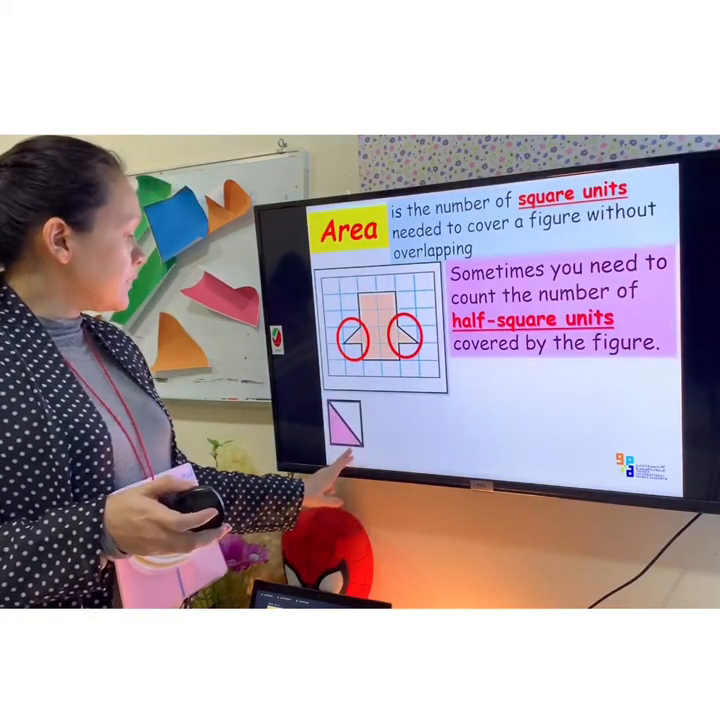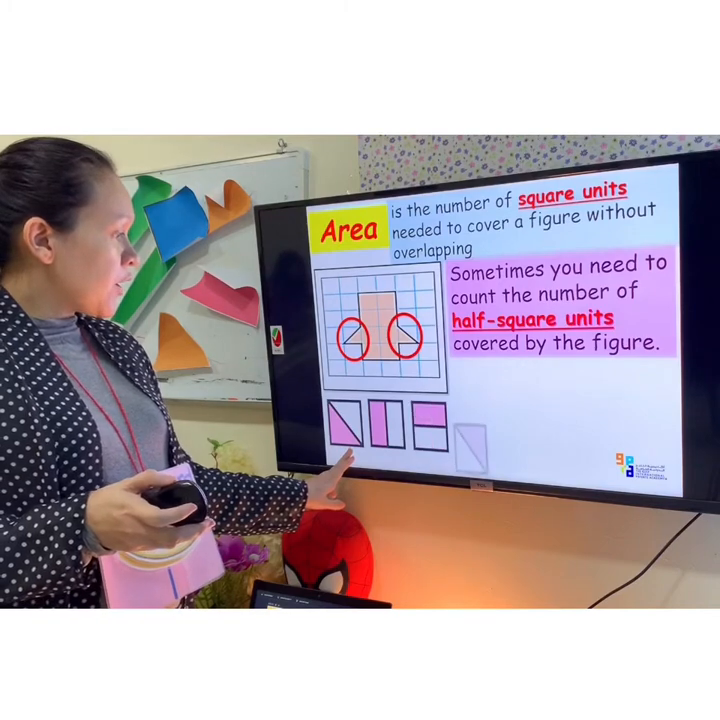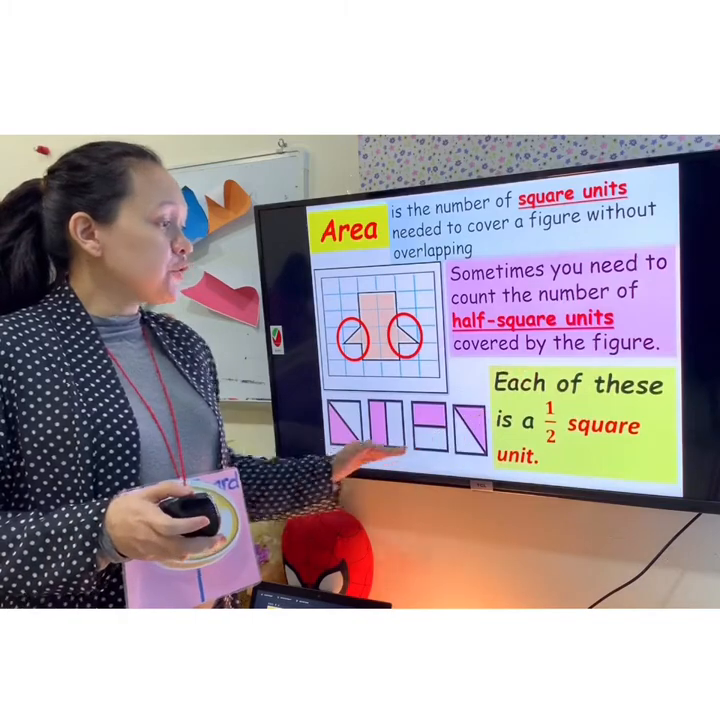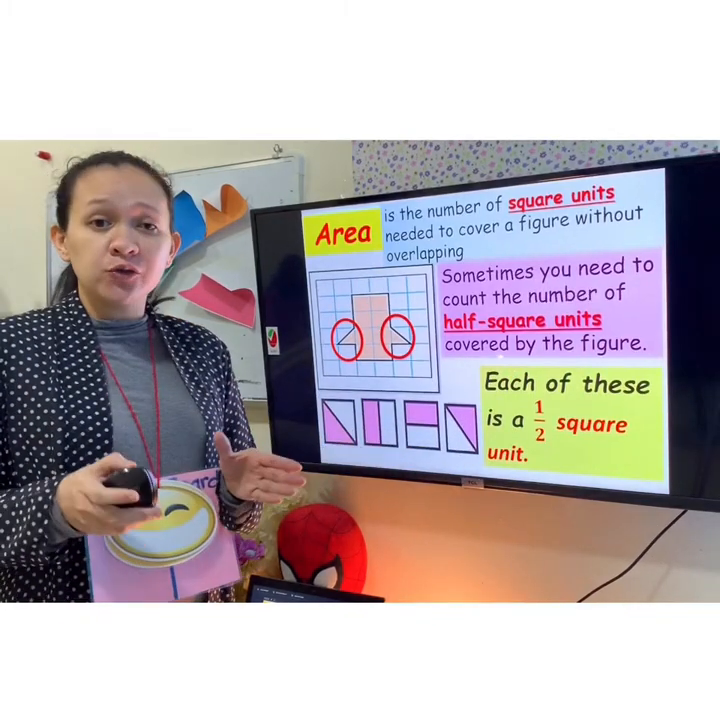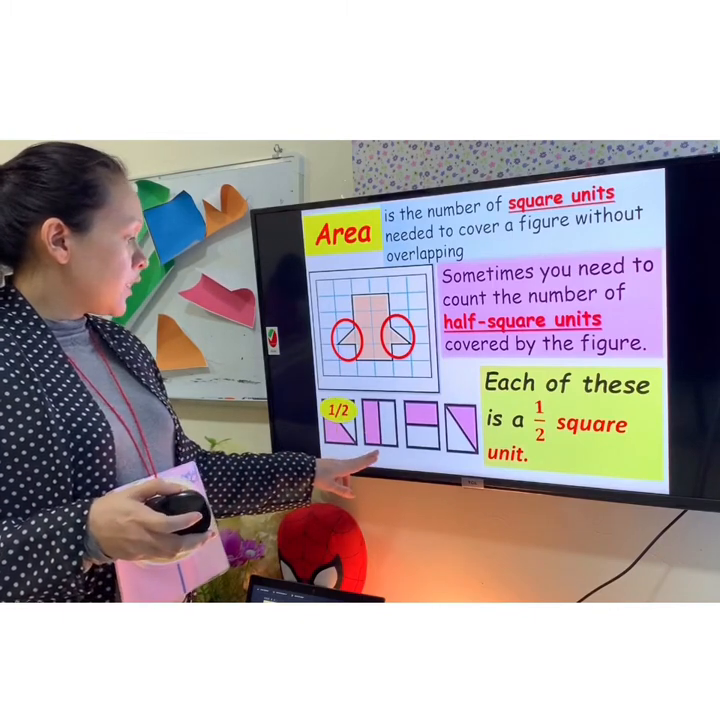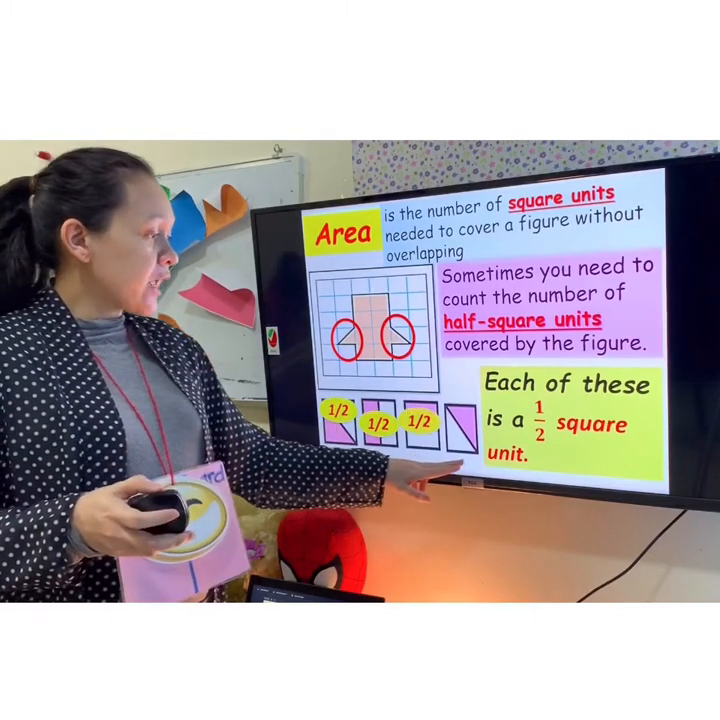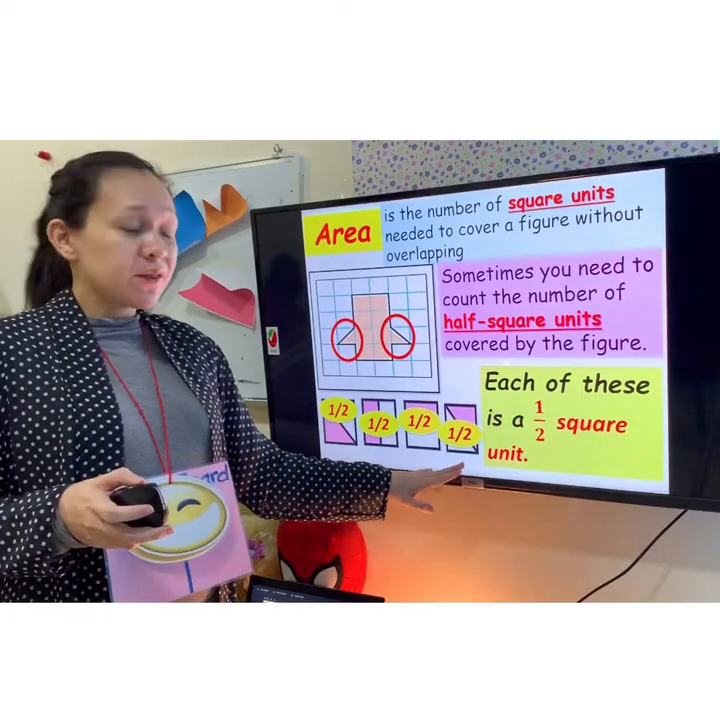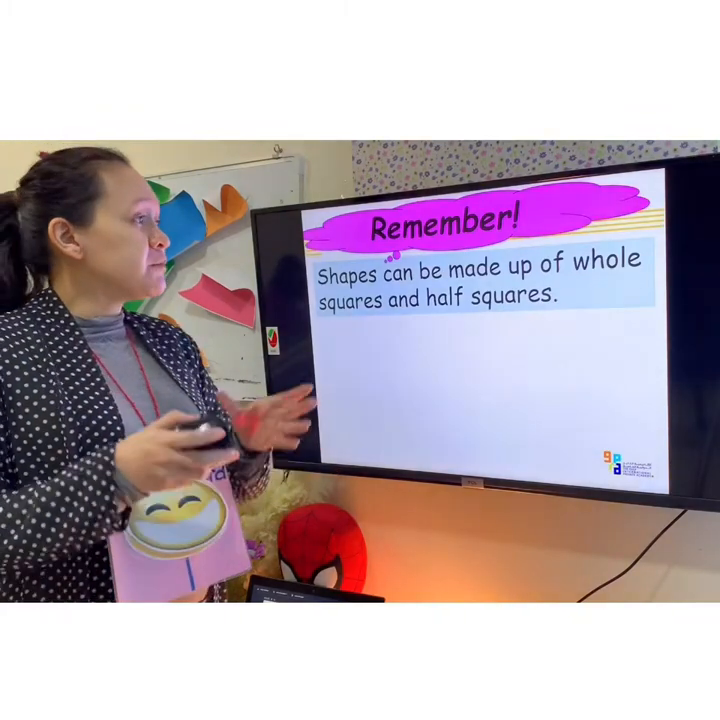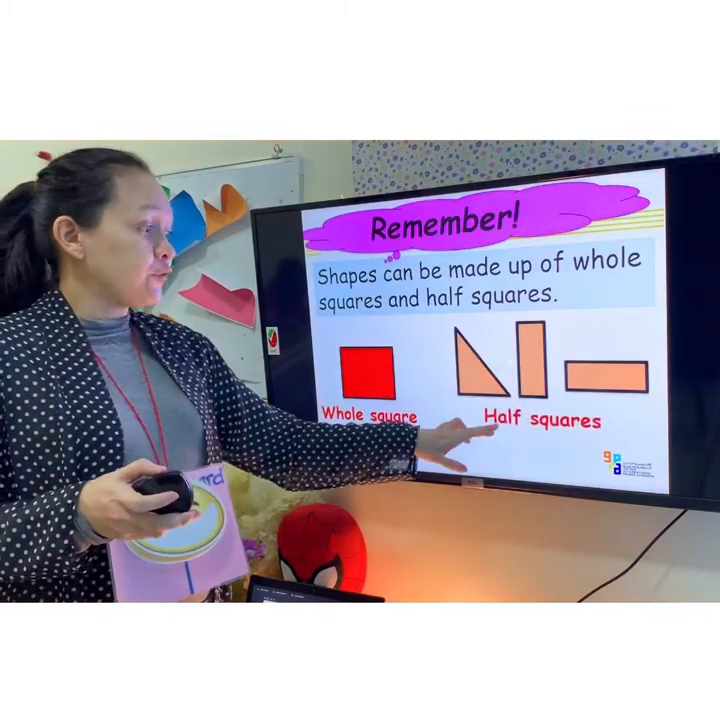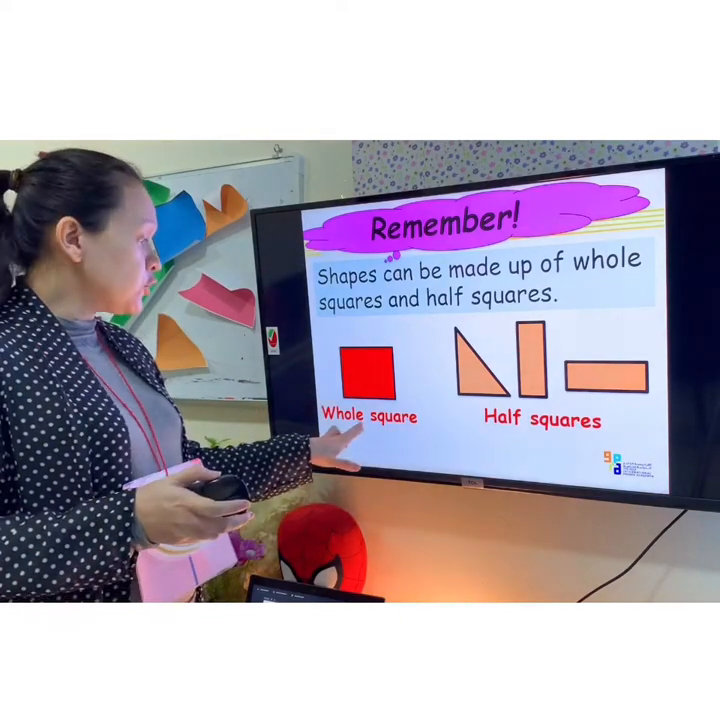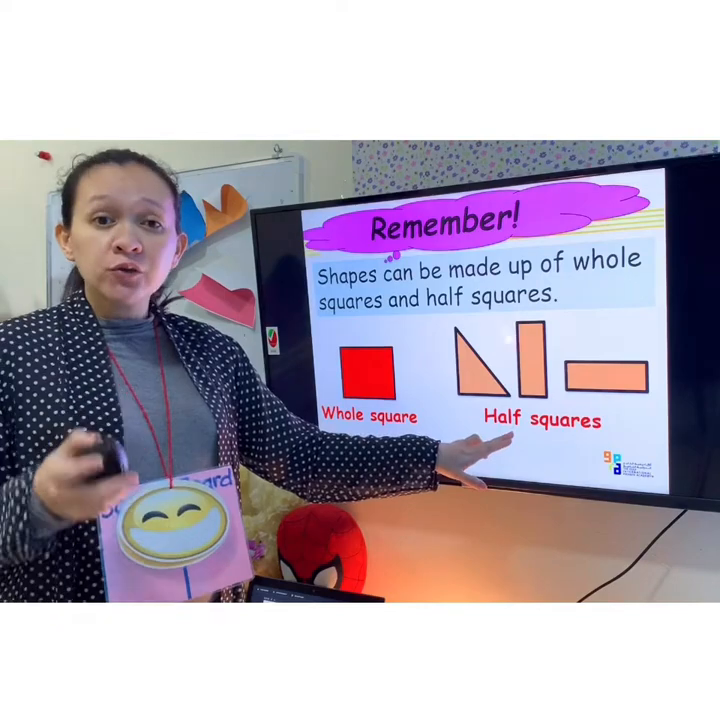So remember, if you can see these figures, these are all half square units. Each of these figures is a 1/2 square unit. Now look at these figures. 1/2, 1/2, 1/2, and this is 1/2. Then how are we going to count this? Now, remember, shapes can be made up of whole squares and half squares.